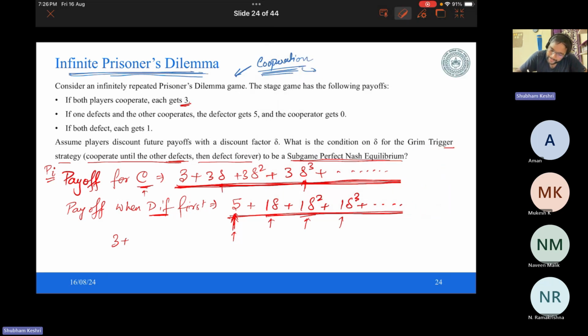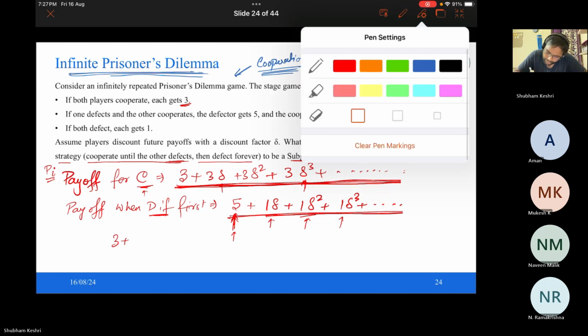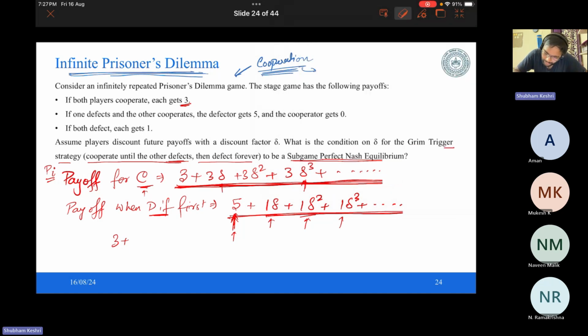So if you know the infinite sum concept, this sum will become 3. This is 1 and this is delta, so it will become 3 plus 3 into delta. It is equal to 3 times 1 by 1 minus delta. Here delta is the r in the geometric progression. And this sum will be 5 plus delta, so this is 5 plus delta.